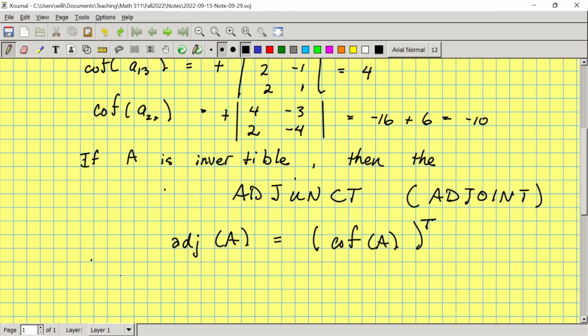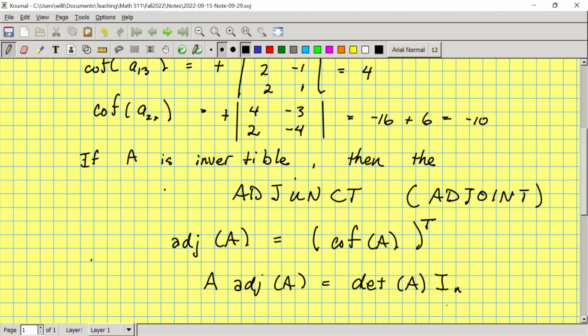But here's another equation you can always use. Oops, wait a minute, I did it wrong. Let's see. A times the adjunct of A equals the determinant of A times the identity. Why can you always write this, even if A is a singular matrix? Because A and the adjunct always exist, and even if the determinant of A is 0, 0 times the identity matrix is just a zero matrix.